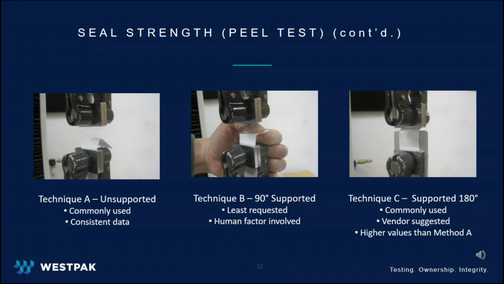In my time at WESTPAK, I've never seen anyone use Technique B. Technique C, or supported at 180 degrees like Technique A, is commonly used and gives consistent results. Many pouch and tray vendors we know recommend this technique. One thing to note, with similar seals, you will see higher seal values with Technique C over Technique A. We recommend choosing one technique and staying with it throughout your testing. This way you'll be able to compare your results without the variability of different techniques needing to be taken into account.